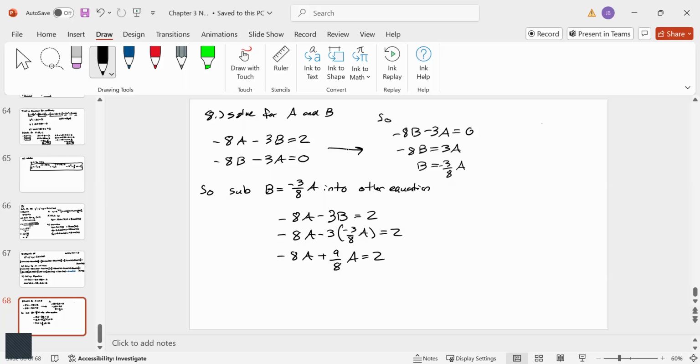And then combining fractions and all that stuff. So we need a common denominator. So we want 8. So that's going to be negative 64 over 8 a plus 9 over 8 a equals 2. And then 9 minus 64 is going to be negative 55.